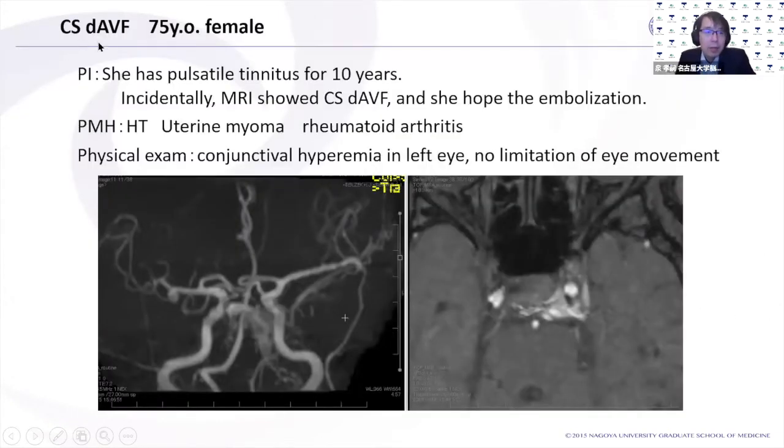Here is a cavernous sinus dural AVF in a 75-year-old female. She had pulsatile tinnitus for 10 years. Incidentally, MR showed the cavernous sinus dural AVF, so she hoped for embolization. On physical exam, conjunctival hyperemia in the left eye was seen. In MRA, the cavernous sinus showed a high intensity area.